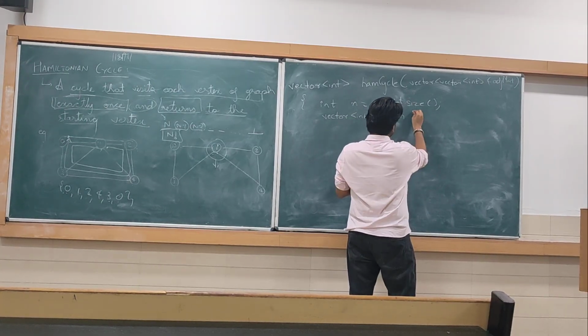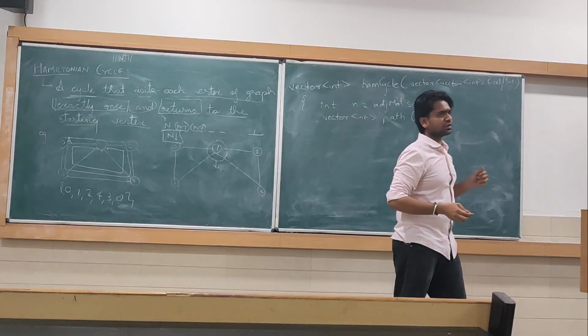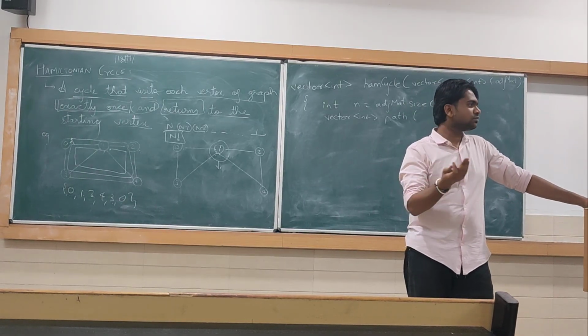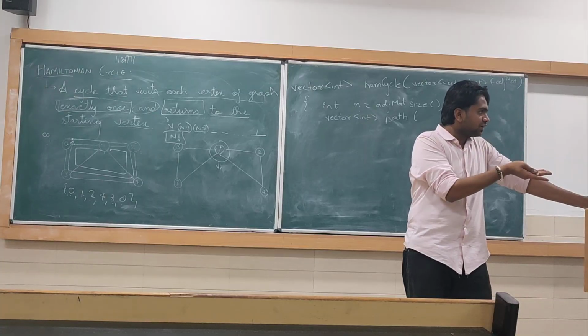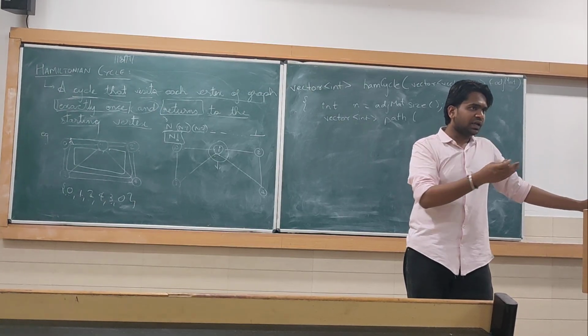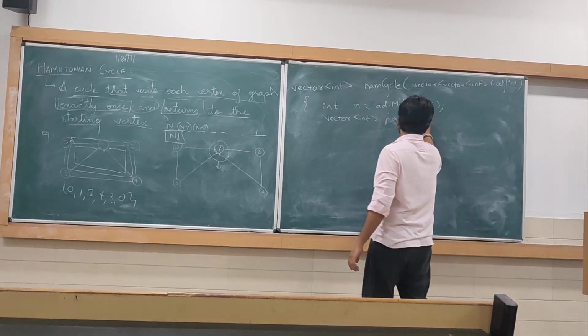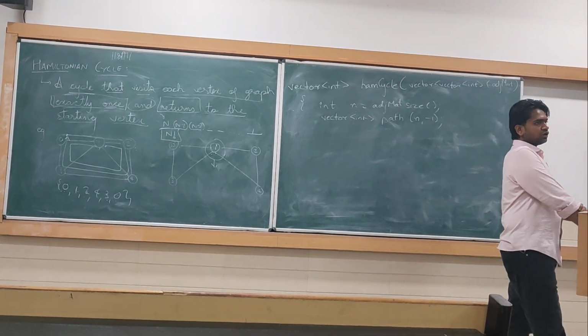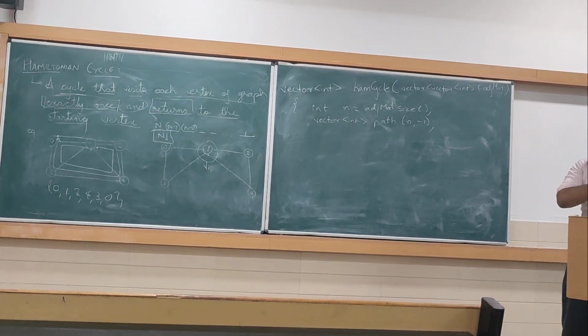Alright, it consists. What would be the size of path? Can someone tell me? N होगा, क्योंकि Hamiltonian cycle में सारे vertices होते हैं, तो N ही होगा, right? And I am, let's say, initializing it with -1. Is this thing clear? Now backtracking में क्या करोगे?